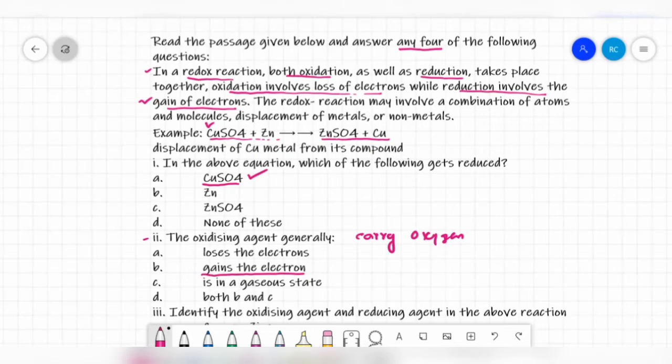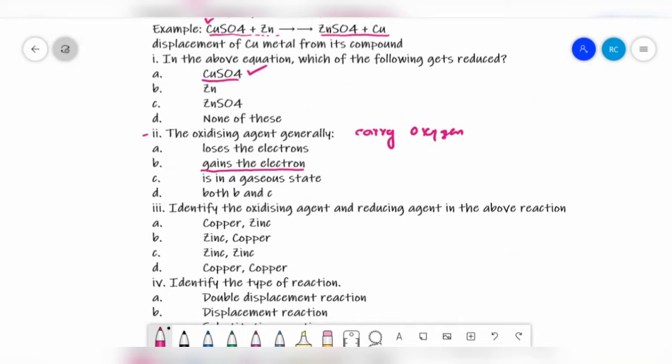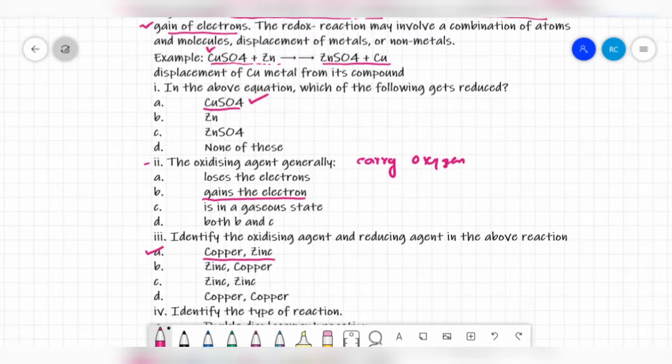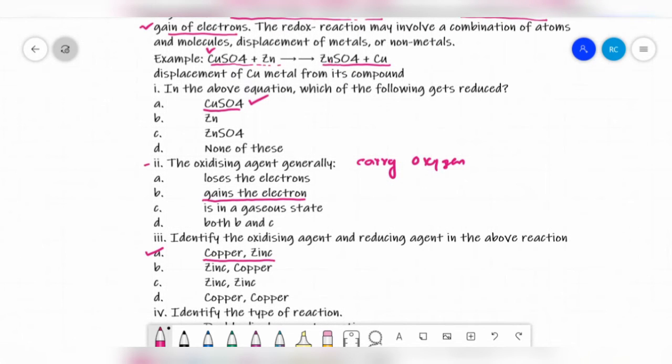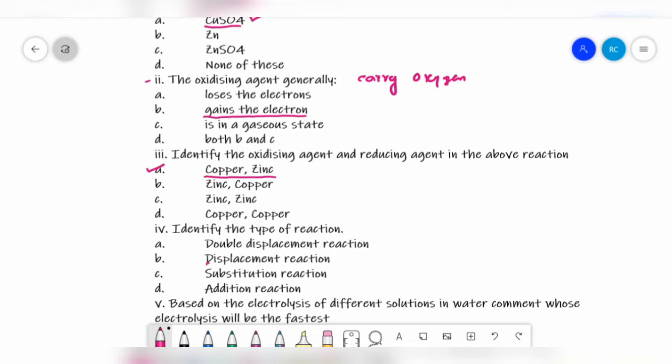Now the third question, identify the oxidizing agent and reducing agent in the above reaction. So the oxidizing agent is copper and the reducing agent is zinc. Now the fourth question, identify the type of reaction. When you look at this reaction, you can see copper sulfate reacts with the zinc and zinc sulfate and copper are formed, which means it's a simple displacement reaction, or simply we say it's a displacement reaction. So this is the answer.